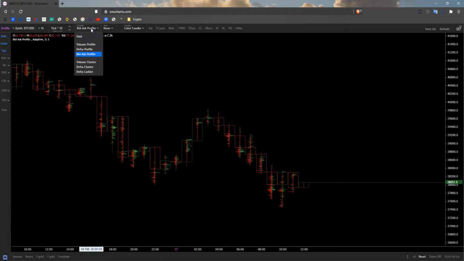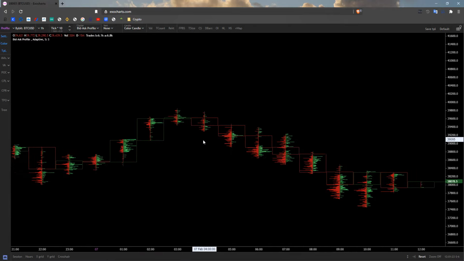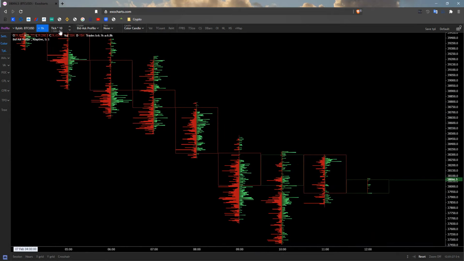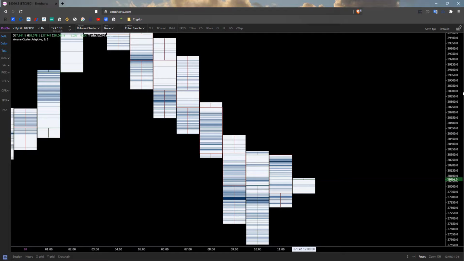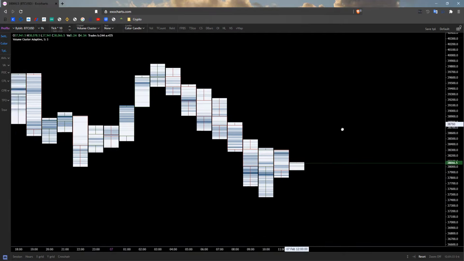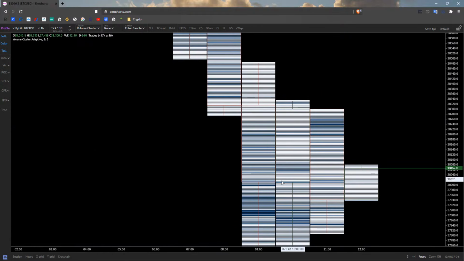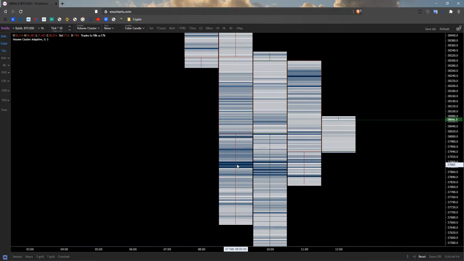Okay, so we got the BidAsk. It basically just shows you the sellers on the left and the buyers on the right, obviously. That's my favorite one to use. The volume cluster is not going to look like that. These are clusters. They're different. They're going to show you information, and they're going to highlight the more important areas. Like the darker areas, the more volume.